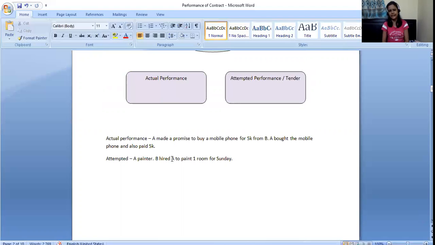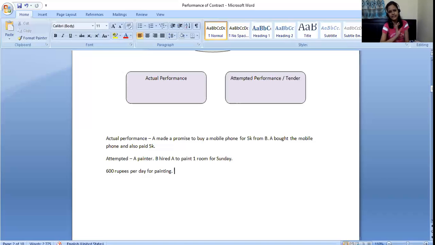Now take for example, A is a painter and he charges 600 rupees per day for painting. On that particular Sunday, he was waiting the whole day for B to come and give him the instructions and necessary things. So he wasted one full day because of B, right? In that case, he can file a case against B saying that you did not allow me to perform my part of the contract. I gave an offer also, you did not allow me to perform it, so you should compensate me for the loss that I have suffered.